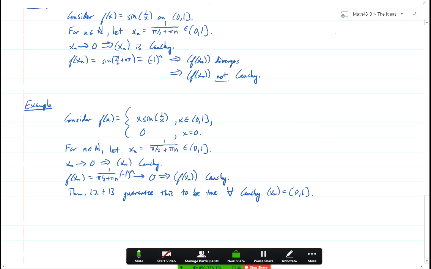And so now what happens? I take that same sequence from before and I plug it in. And I get function values that are also convergent and Cauchy, right? Because it's a continuous function, theorems 12 and 13 guarantee this to be true for any Cauchy sequence, not just this particular one that I picked here.